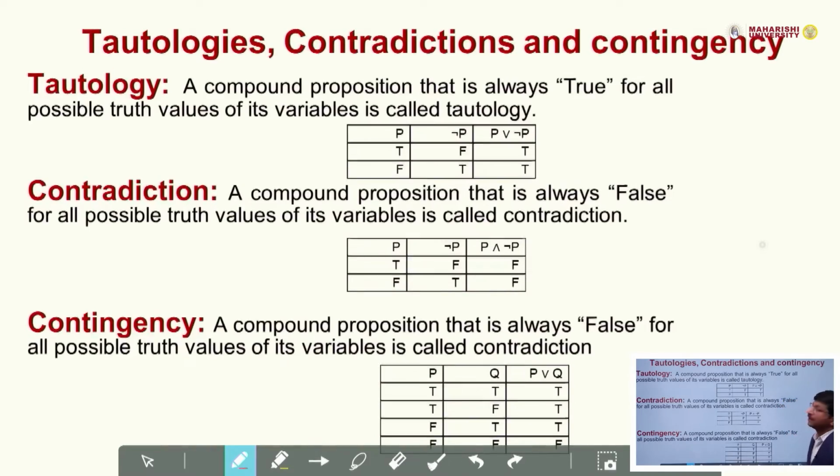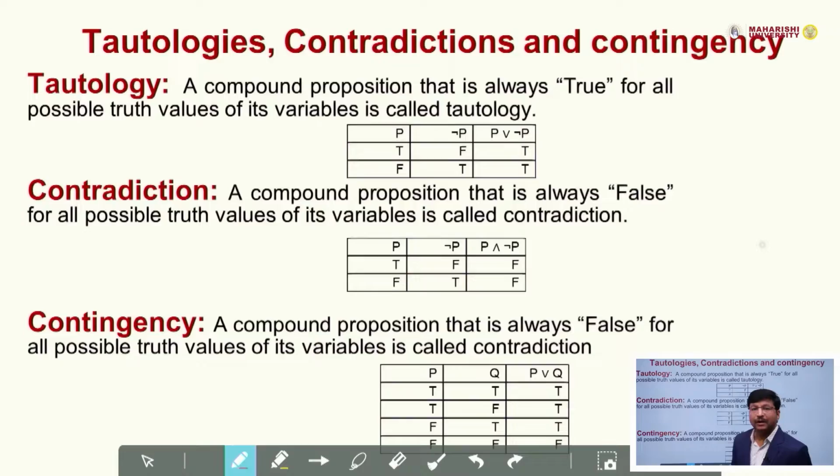Now, what are tautologies? Tautologies are those statements which have only true values in their last column result. All the results are true. For example, P or negation of P is a tautology. Why? The result contains only true values. Clear?